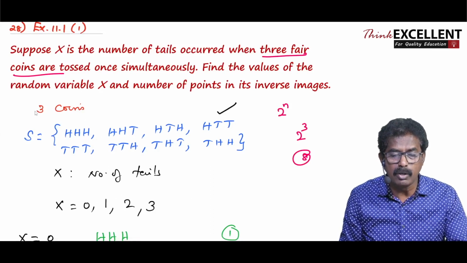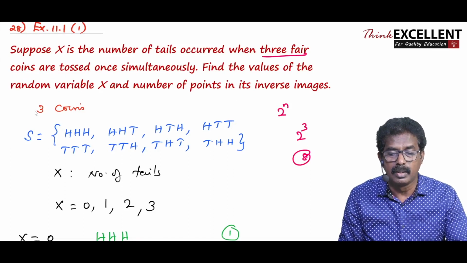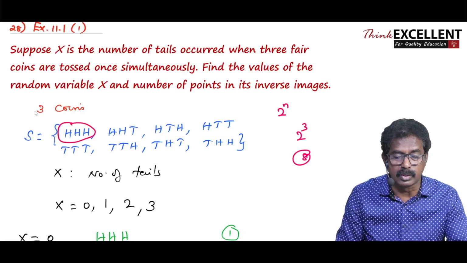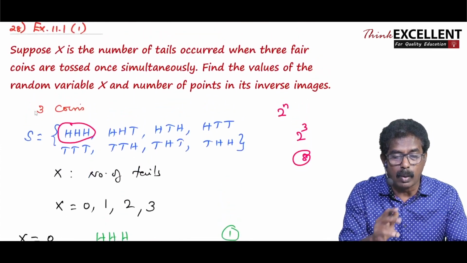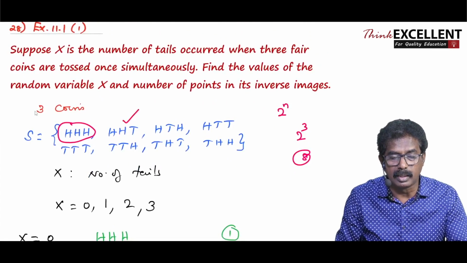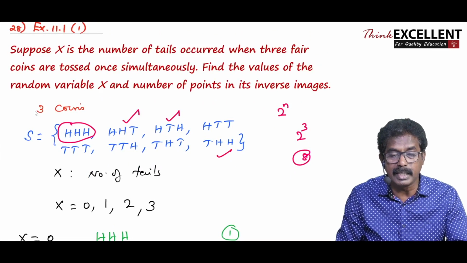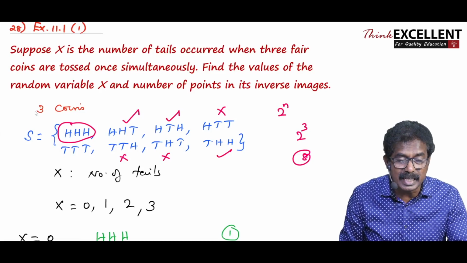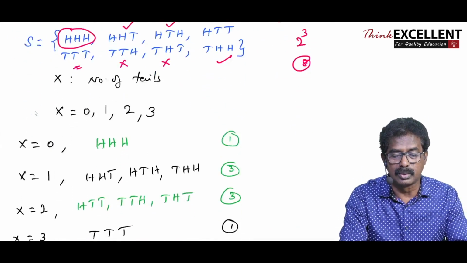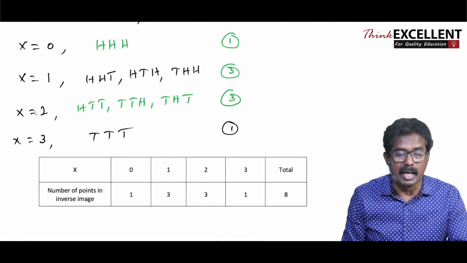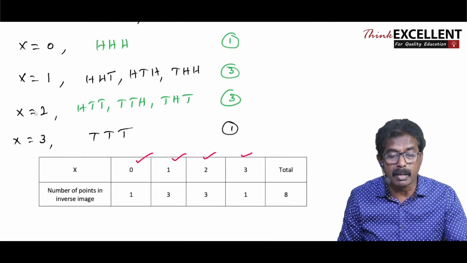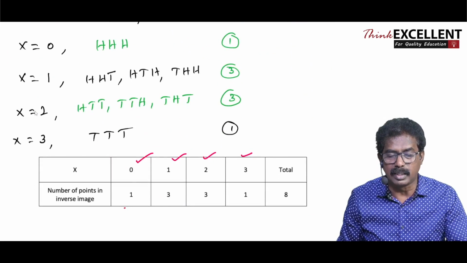Now, for each value, let's find out how many outcomes there are. First, 0 tails means HHH, only one case. 1 tail: only 1 tail here, 1 tail here, so 3 cases you have, right? Then 2 tails, 2 tails, 2 tails, that also is 3. Then 3 tails, only 1, right? So let's write it as a tabular column. X value 0, 1, 2, 3 and the number of points 1, 3, 3, 1.